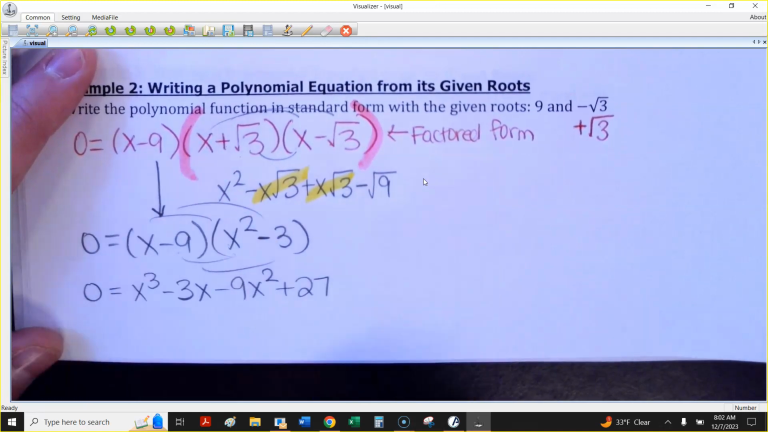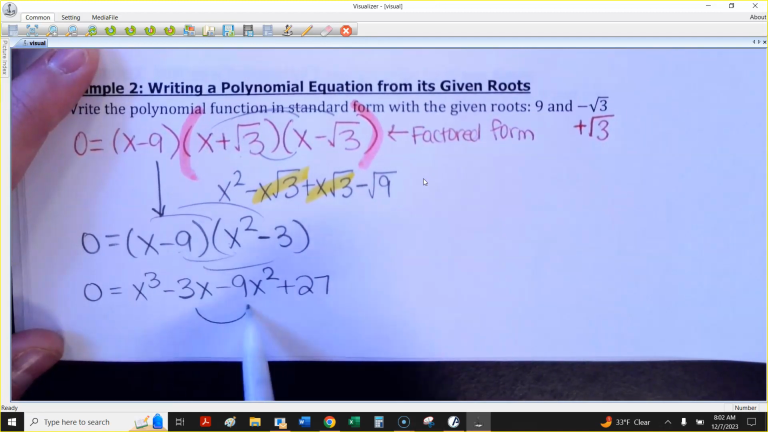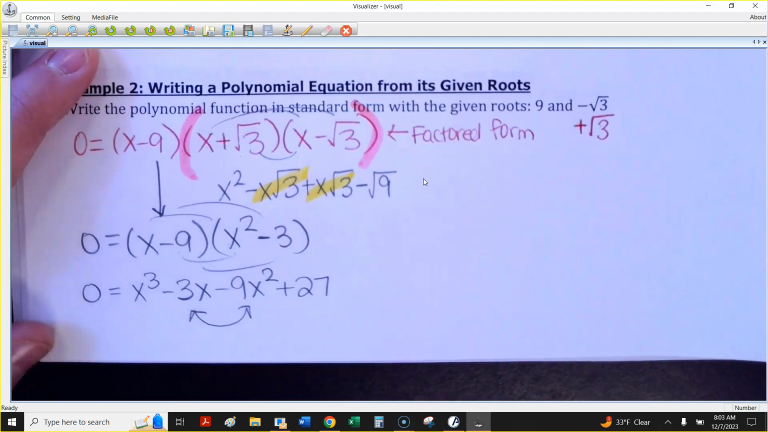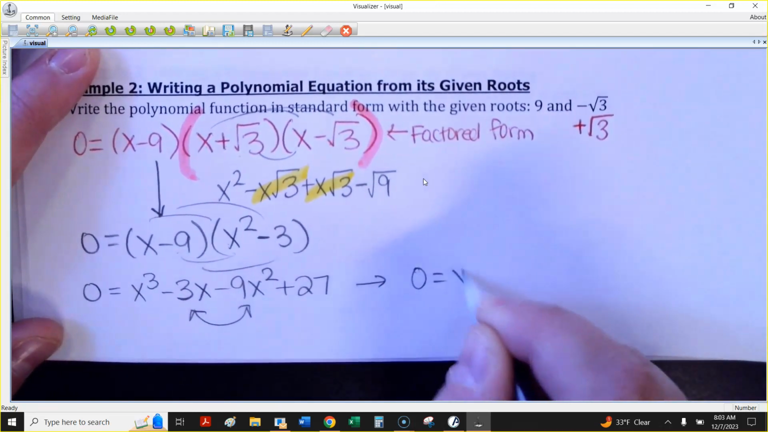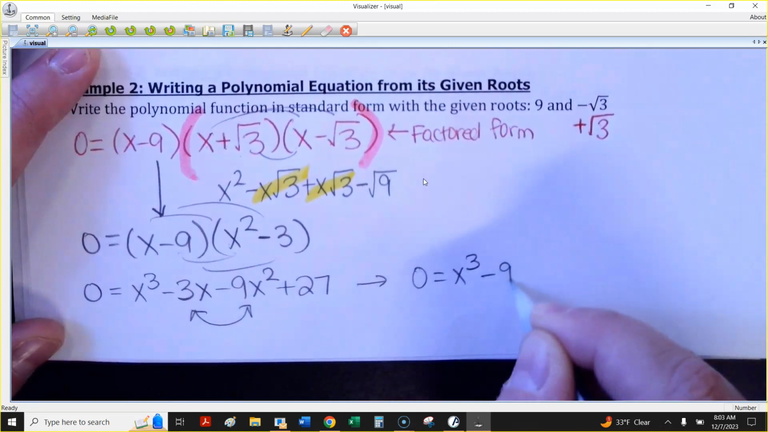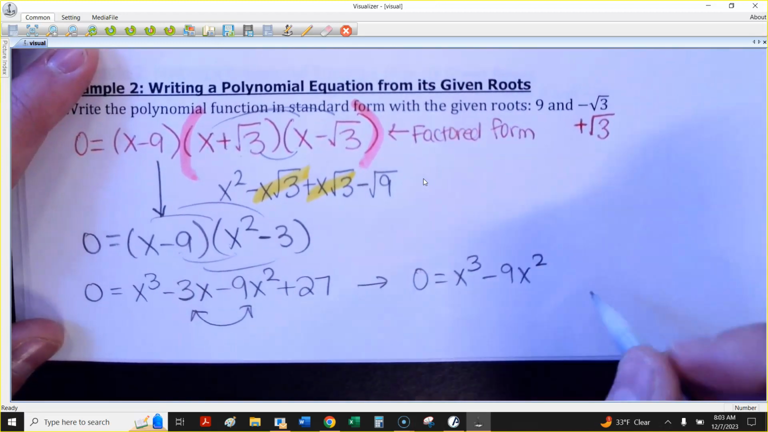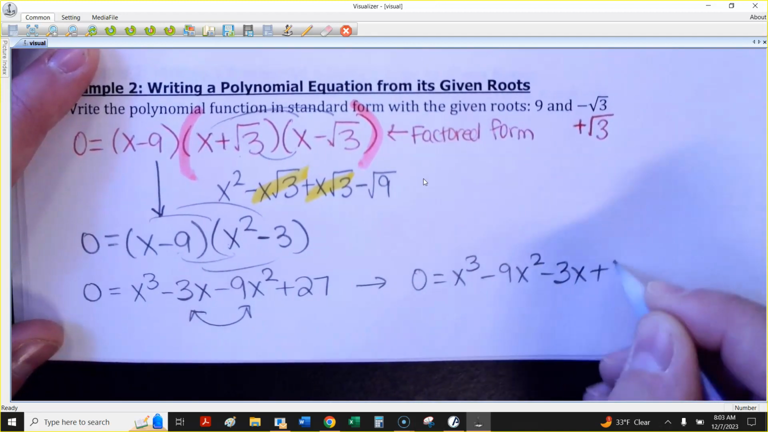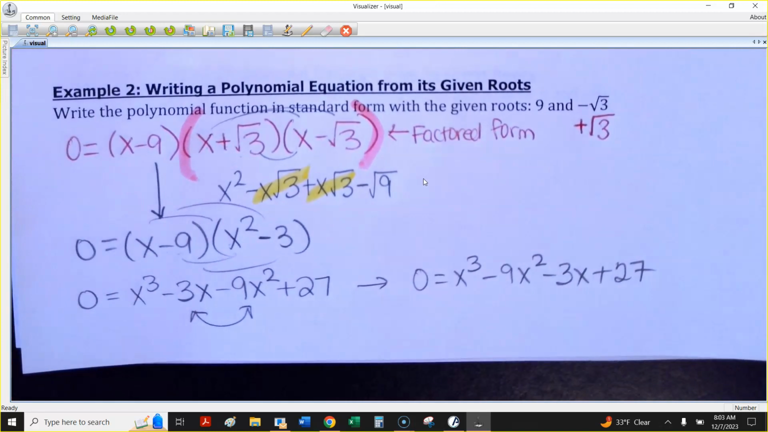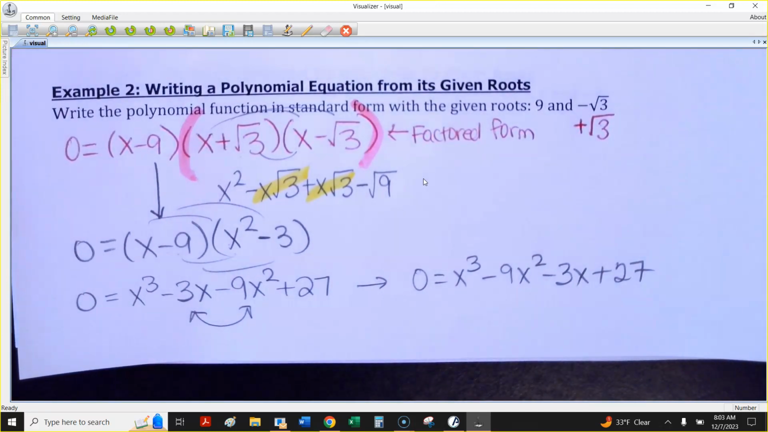And then, you know, we just got to be a little picky about this because this is not in standard form. I just have to switch those two terms to write it in standard form. So standard form would be x cubed, put the minus 9x squared next. We want our powers of x to go down in order. Then negative 3x, and then the 27. Is anybody having a question? It's not bad to do. You're basically just going to do a bunch of foiling today.